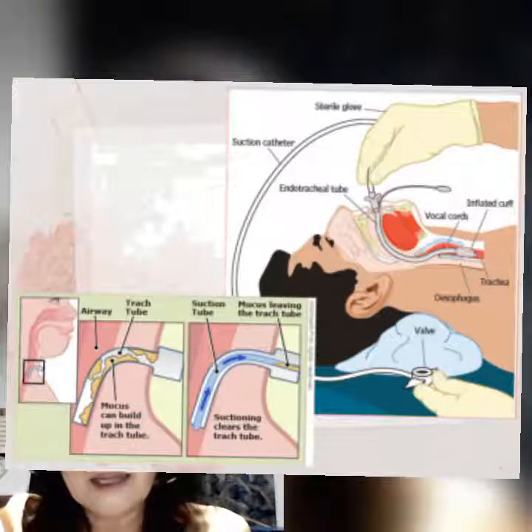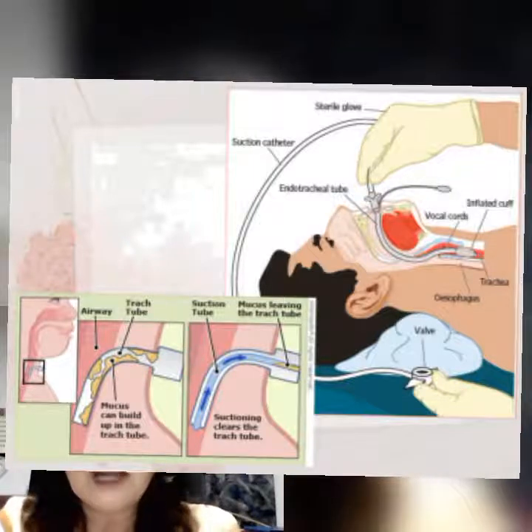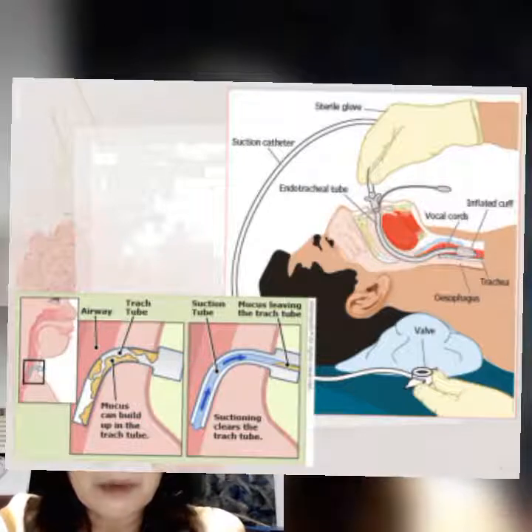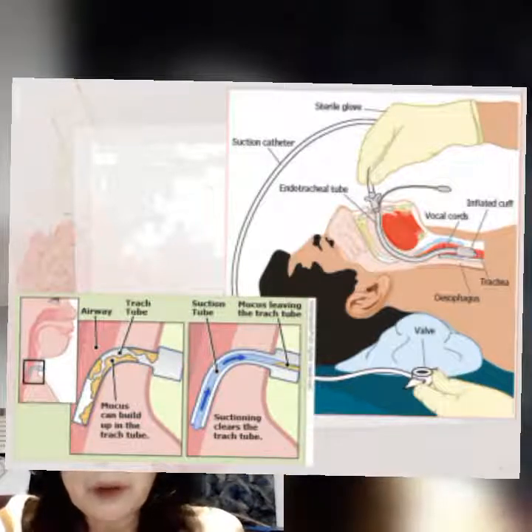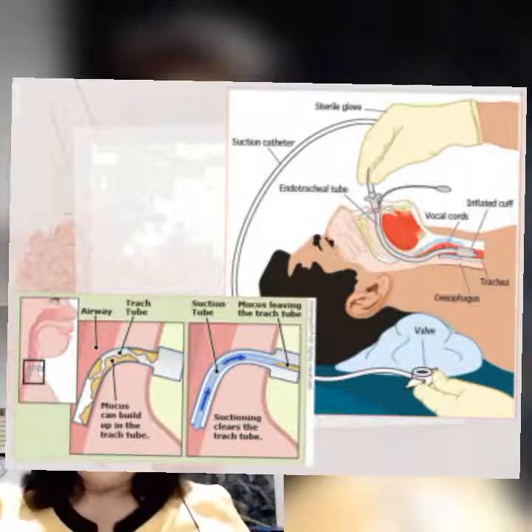Now, if you're going to suction, try to be sure that it is properly in depth of the endotracheal tube, so that you can remove the mucus secretions properly. Remember, this is the trachea, this is your mucus. This is your tracheostomy tube, and this is the suction catheter going inside in order to clear the tracheal tube, right?